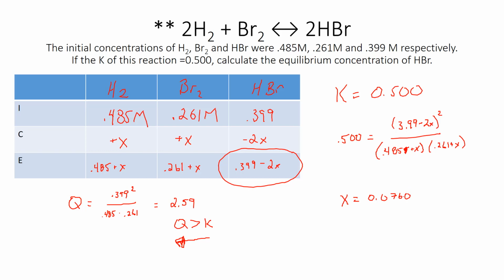So x is going to come out to be about 0.0760. If you follow that through, ultimately HBr, if you want to check your work on it, is going to come out to be 0.247 molar. Okay. Hope this helped out a little bit.